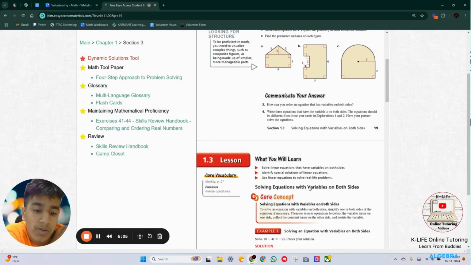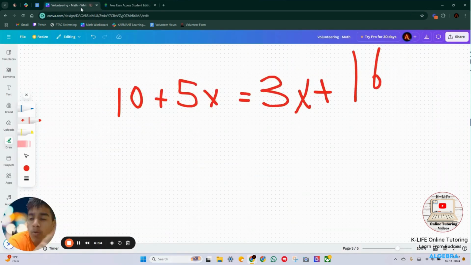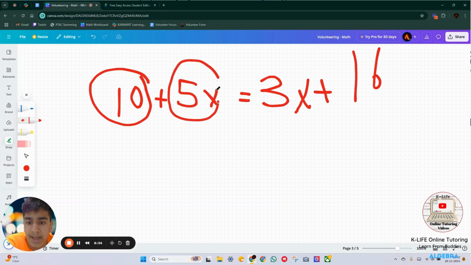So when it says to use inverse operations to collect the variable terms on one side and collect the constant terms on the other side and isolate the variable, you know what all those terms mean. Constant is what we talked about in the first or second lesson, which is just a regular number, 10 for example, in this equation. A variable term is something like 5x. That's an example. Or even 3x.